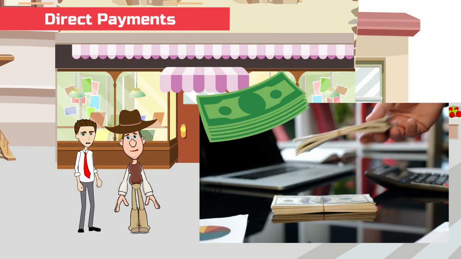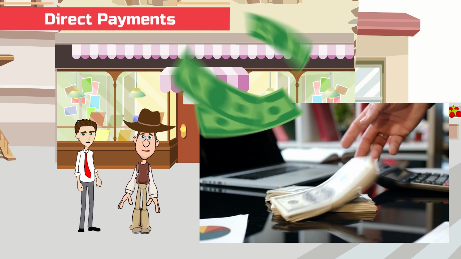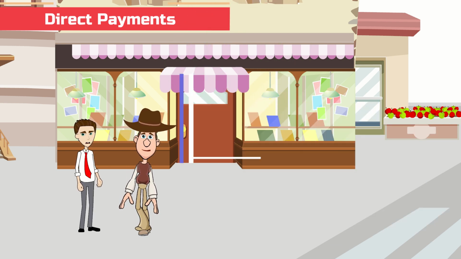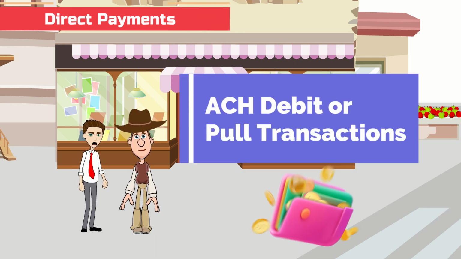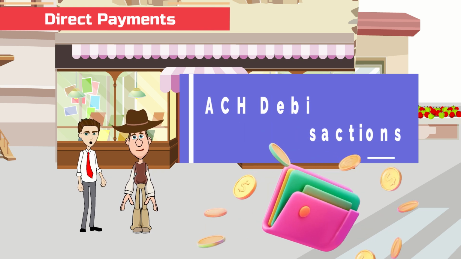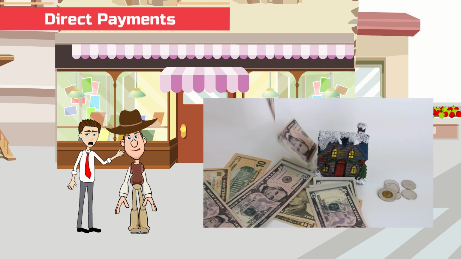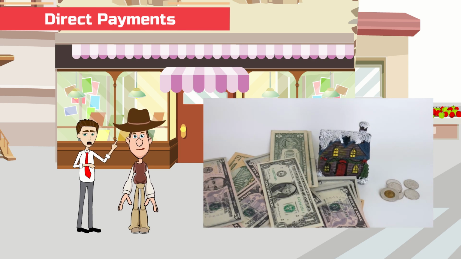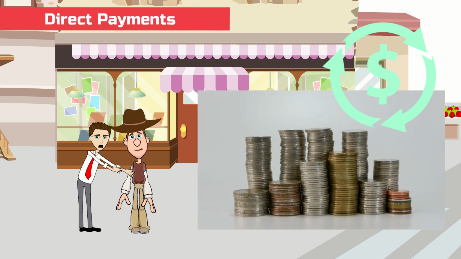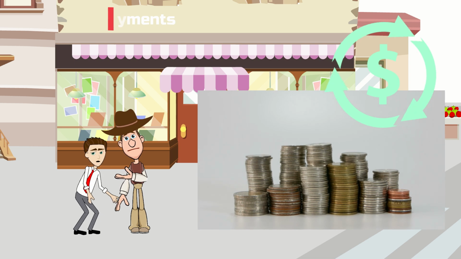With direct payments, you send money from your account via the ACH network. They are also referred to as ACH debit or pull transactions, since the money is pulled from your account. For instance, when you set up automatic bill payment or monthly mortgage payment, the company you are paying money to can pull the money from your account.